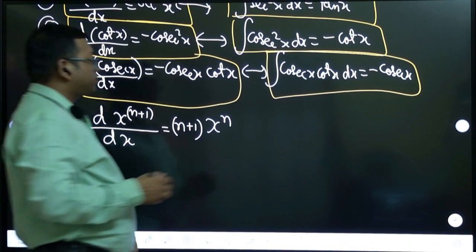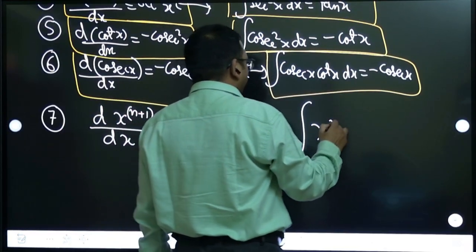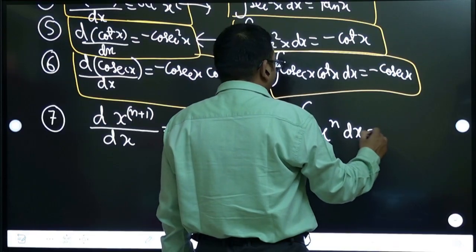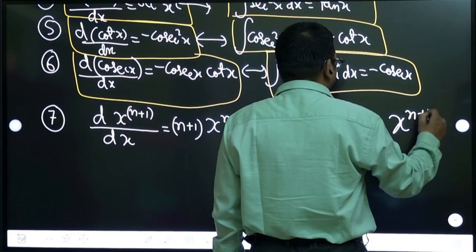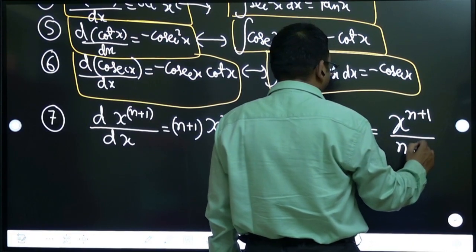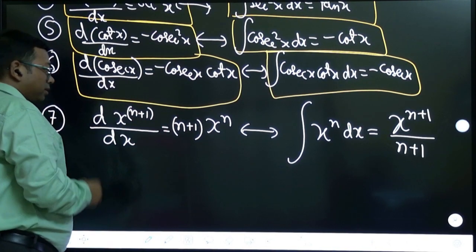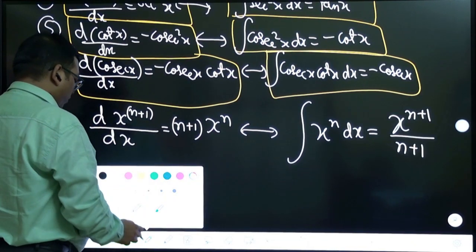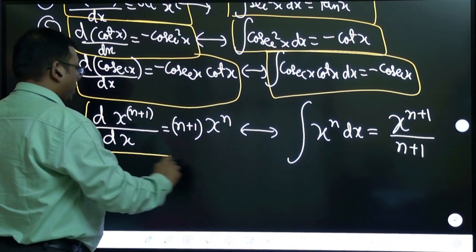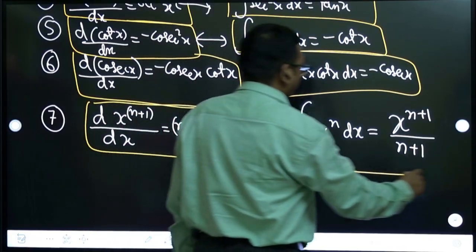Now just opposite of this is integration. If we integrate x to power n with respect to x, we will get x power n plus 1 divided by n plus 1. Why divided? Because this n plus 1 will go to the denominator that side. So this is the formula for integration for n plus 1 power, and this is the formula for integration for n power.